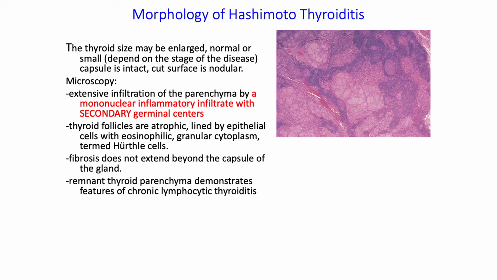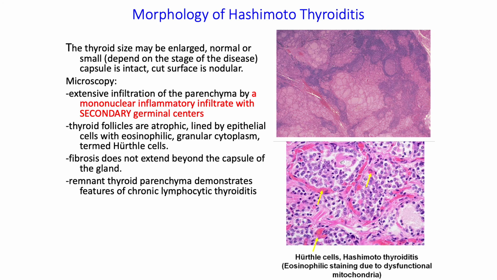And there is also Hürthle cell change. You can see here there is enlarged cytoplasm of these cells. These are known as Hürthle cells, and these are believed to be swollen due to abundant mitochondria, because of which these cells are called Hürthle cells, or sometimes called oxyphilic cells, and they have granular, eosinophilic, enlarged cell size and abundant cytoplasm that is very characteristic of Hashimoto's thyroiditis.